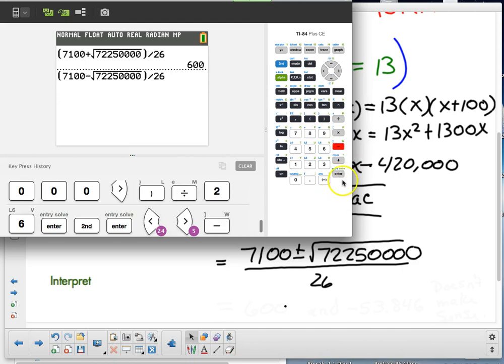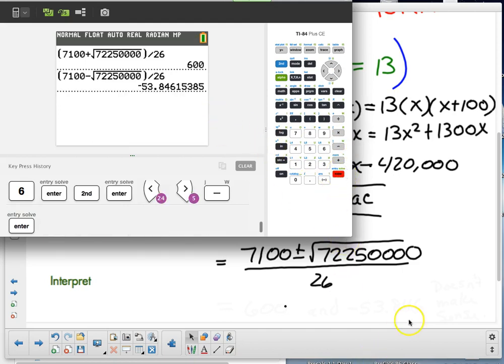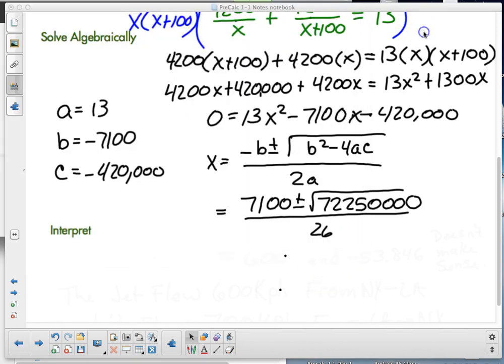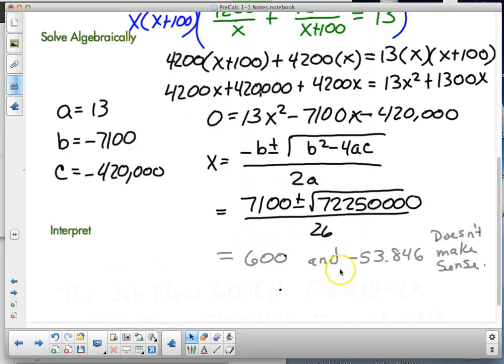Okay, so change it and hit enter. Now these are my two answers. That negative doesn't seem to make sense because 600 is the rate at which I am flying, my speed. Negative 53, although it works in the formula, and if I graph it, that's where it would cross at negative 53.846. It doesn't make sense for this problem whatsoever.